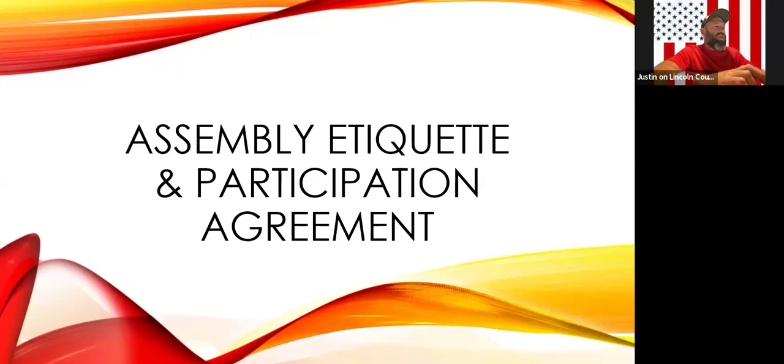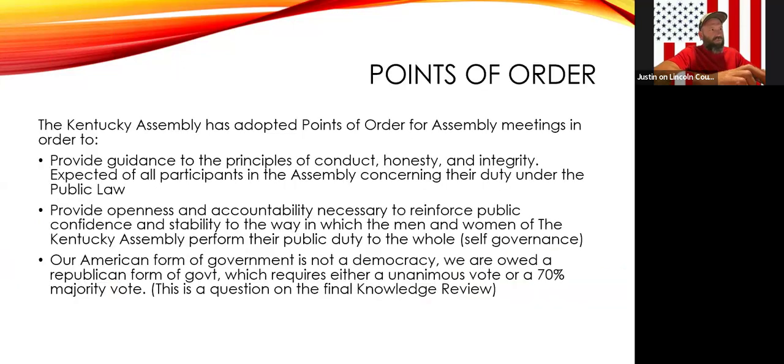Assembly etiquette and participation agreement. Points of order. The Kentucky Assembly has adopted points of order for assembly meetings in order to provide guidance to the principles of conduct, honesty, and integrity expected of all participants in the assembly concerning their duty under the public law. Provides openness and accountability necessary to reinforce public confidence and stability to the way in which the men and women of the Kentucky Assembly perform their public duty to the whole.